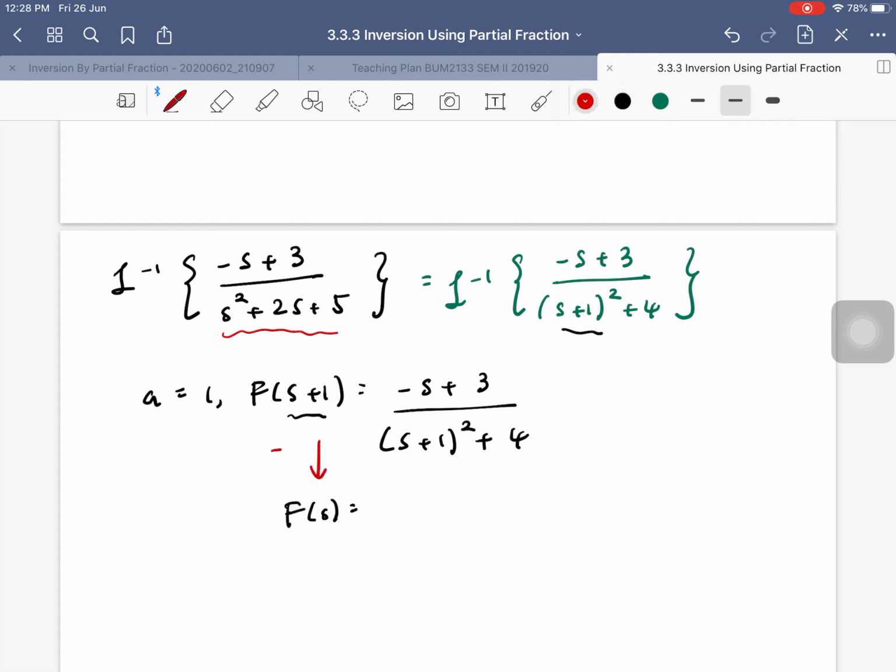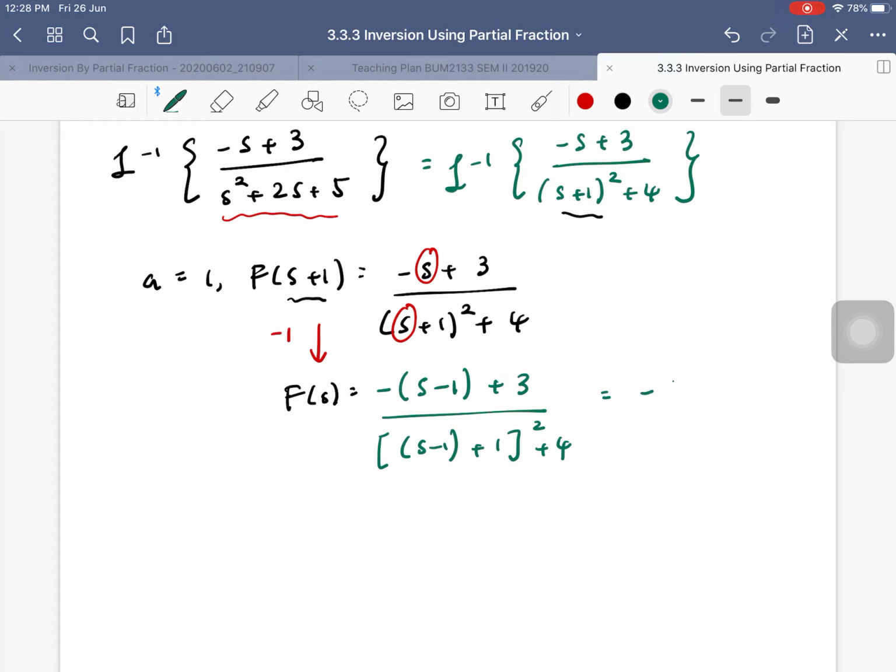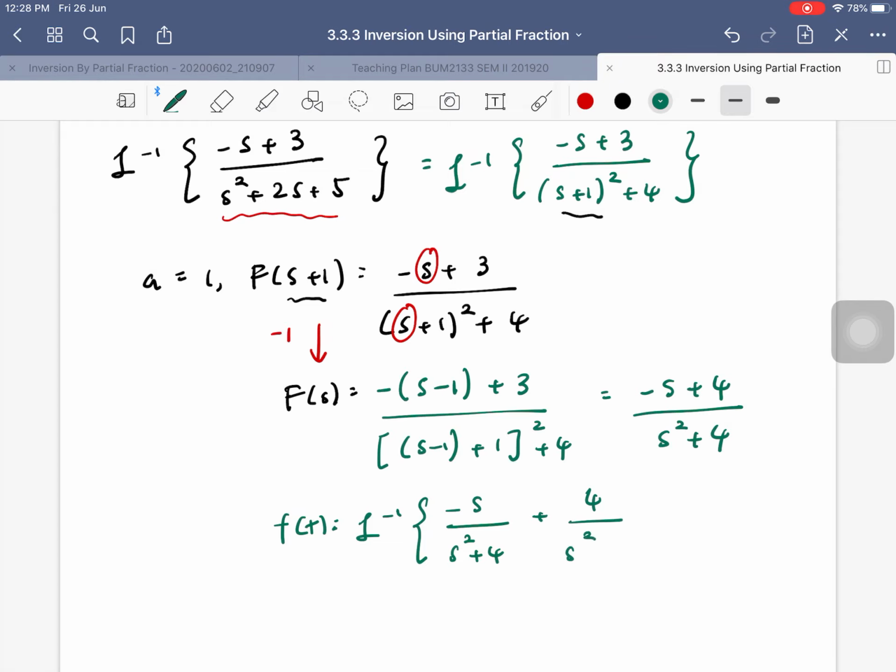So what I have to do for this case is going to be minus 1. So everywhere there is s, I'm going to put s minus 1 instead. So this is going to be negative. So put the negative outside and bracket around, then only is going to be s minus 1 plus 3 over, and then I'm going to have s minus 1 plus 1 square plus 4, and this is going to simplify to negative s plus 4, and that will be over s square plus 4. And my function f of t is going to equal a Laplace inverse of two functions. The first one is going to be negative s over s square plus 4, and the second one is going to be 4 over s square plus 4.